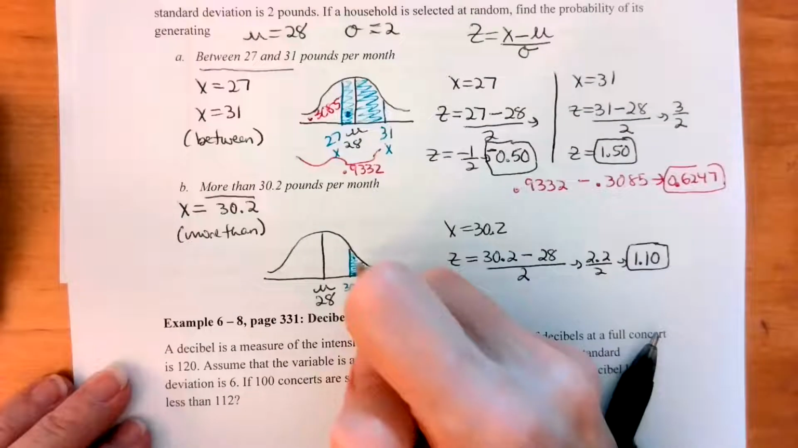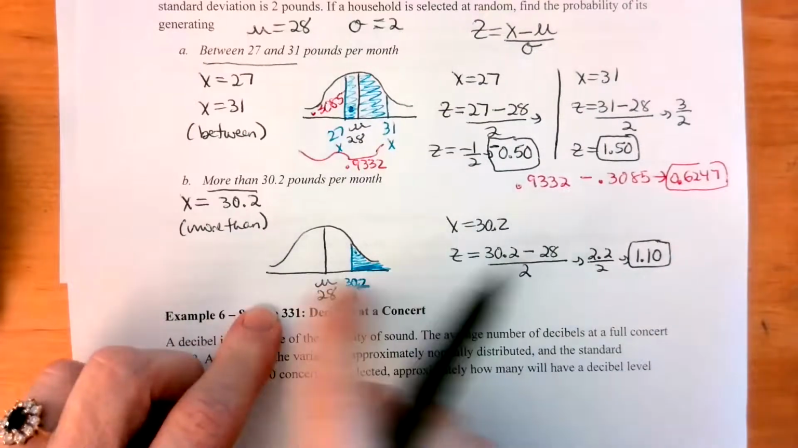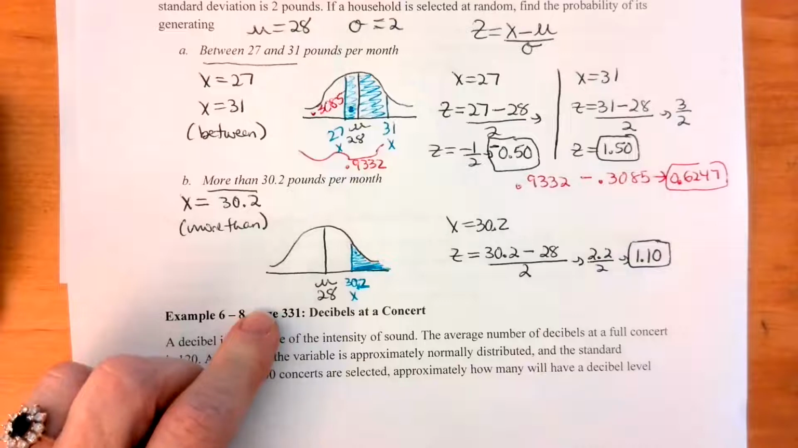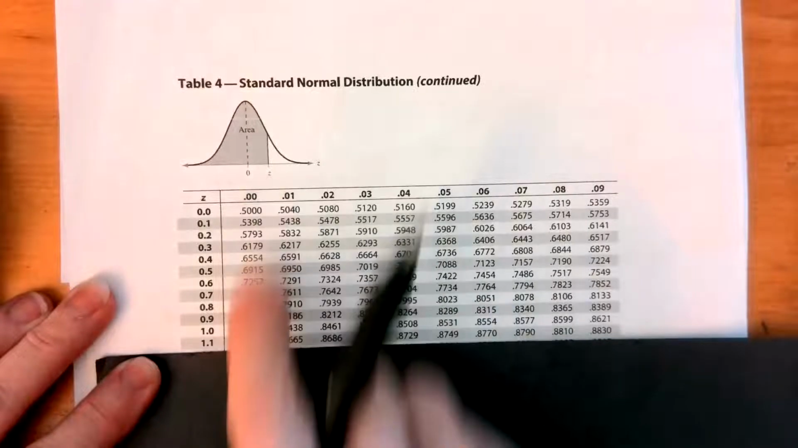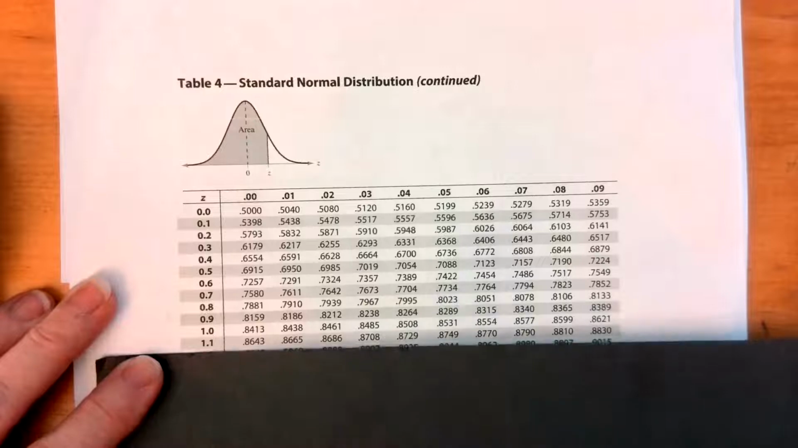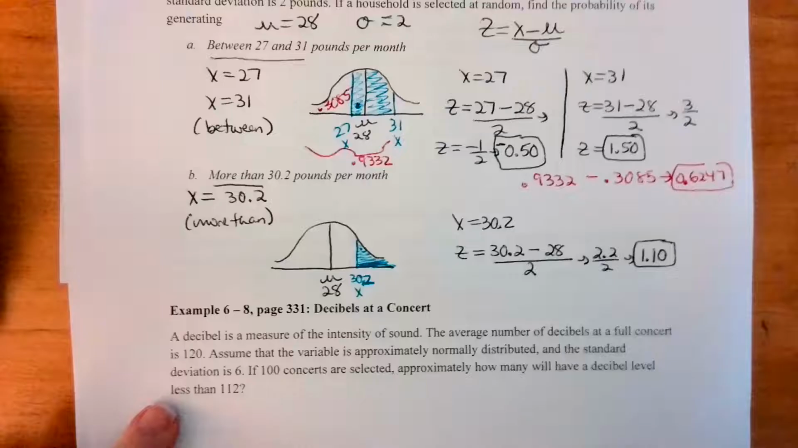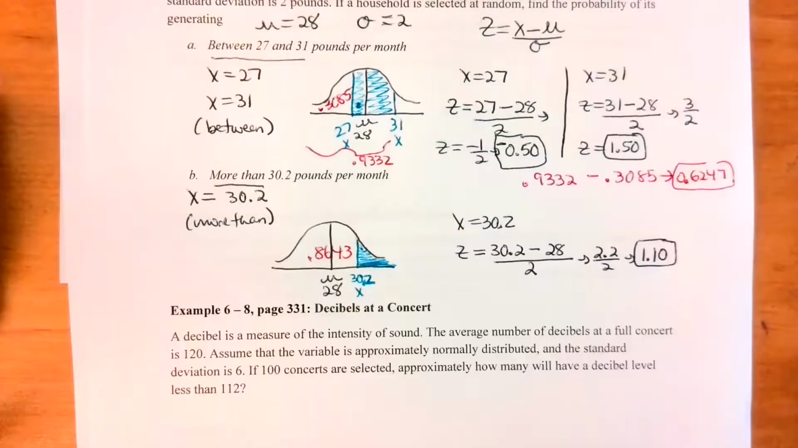Remember, that's going to give us the area to the left because that's how our table works. But in the end, we're going to have to do some work because we want the area to the right. So we're going to go to the positive Z table and look up 1.10. Row 1.1 and 0 hundredths, which gives me the area to the left of 0.8643. So I'm going to go back and put that in my drawing. 0.8643, the table always gives you the area to the left.